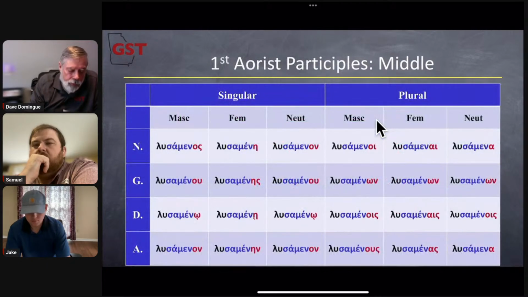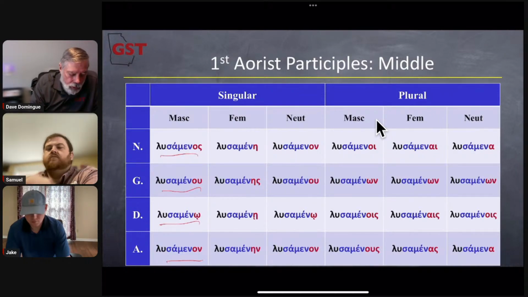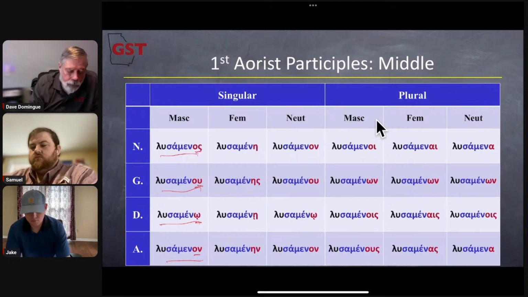And we put the whole thing together. Lusaminos, lusaminu, lusaminoi, lusaminon. Hopefully these all look familiar to you, if you remember your nouns. Lusaminon, lusaminu, lusaminoi, lusaminon. Same thing we learned before. Those are going to be the same. That's going to be the same. That's going to be the same.